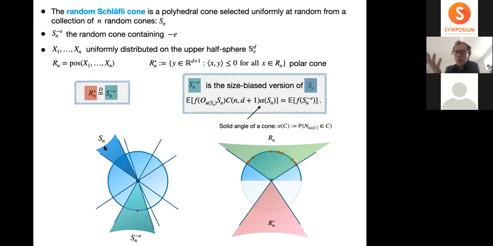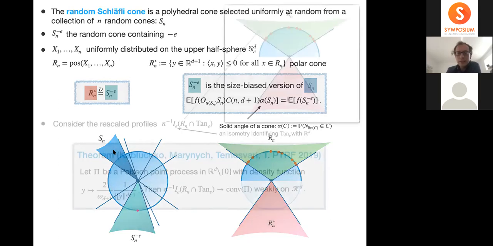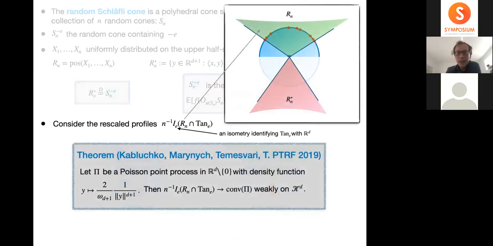And if you size bias the Schläfli cone, exactly the south pole cone comes out. These are the two boxes here. So there's a relationship between these four cones: the red cone, the light green, the dark green, and the blue cone that we are interested in. And the question is, why does this help? It helps because we know something about the red cone. The red cones are the cones that are easy to handle, in a sense.